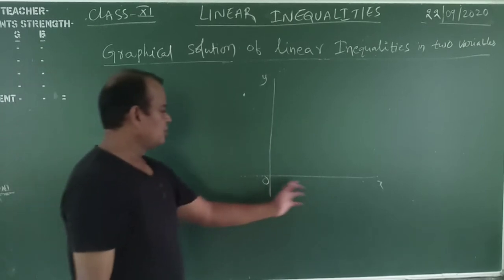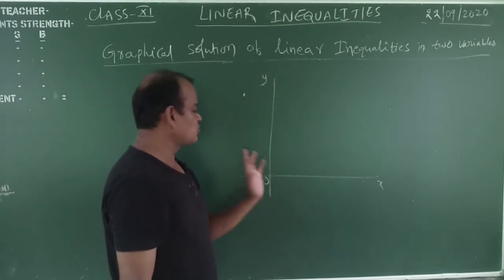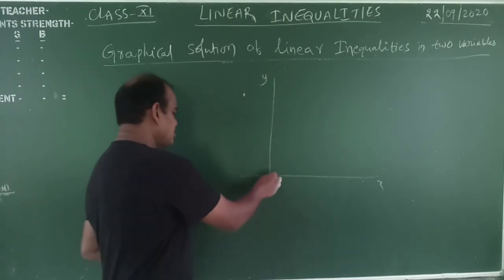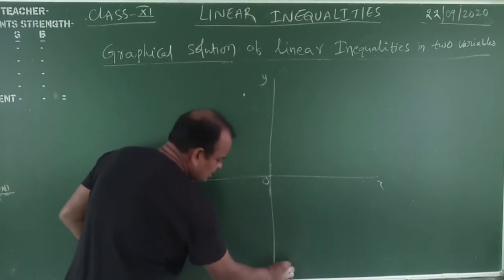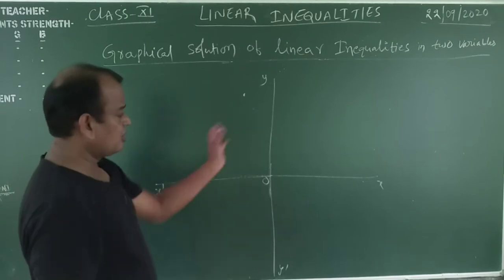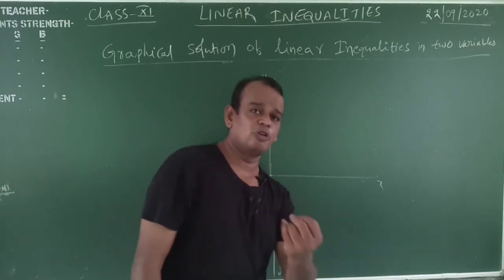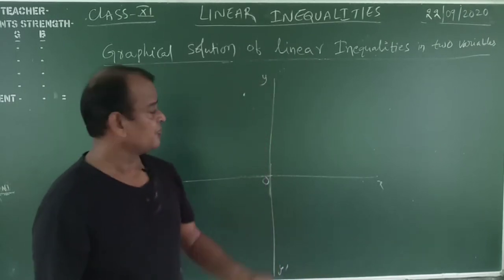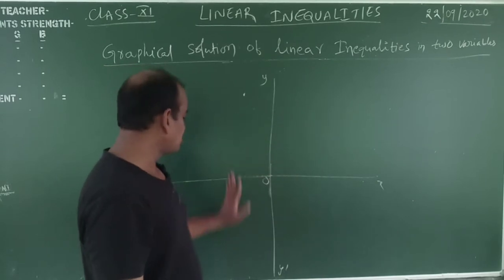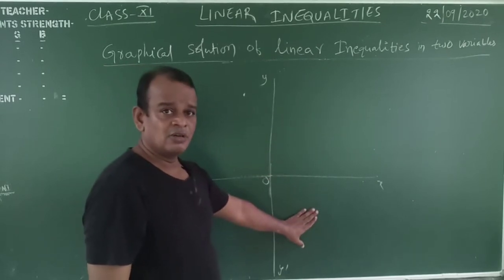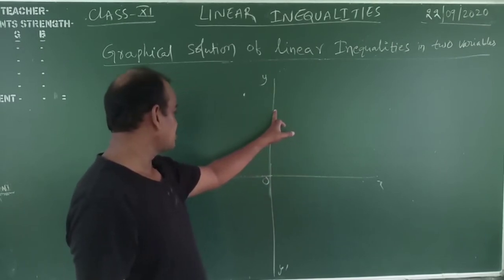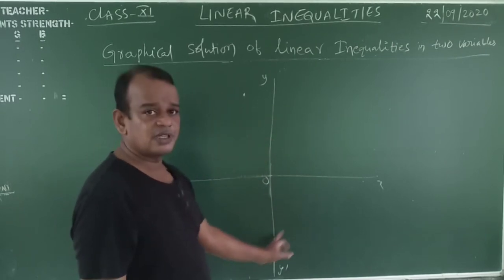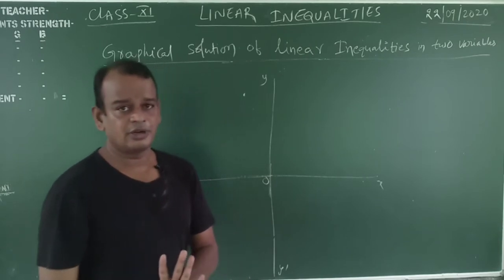This is 0, this is the positive x axis, this is the positive y axis. Extending to this side is called the negative x axis, and this is the negative y axis. These are the coordinate axes. The coordinate axes divide the plane into 4 parts. Each part is called a quadrant: first quadrant, second quadrant, third quadrant, fourth quadrant. This x axis is perpendicular to this y axis, and so on for each pair. I hope you understood.